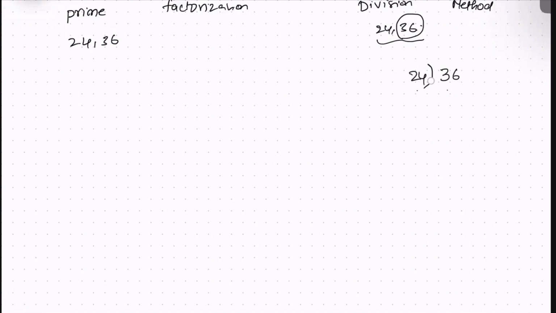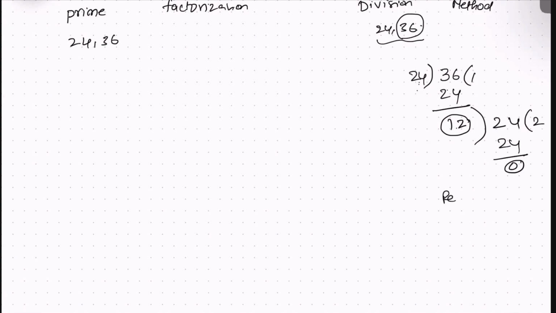Now, if you divide 36 by 24, 24 goes one time, and the remainder is 12. In this case, 12 becomes the new divisor, and you have to divide 24 using 12. So 12 goes two times, and the remainder is 0. We have to continue this process until the remainder is 0.